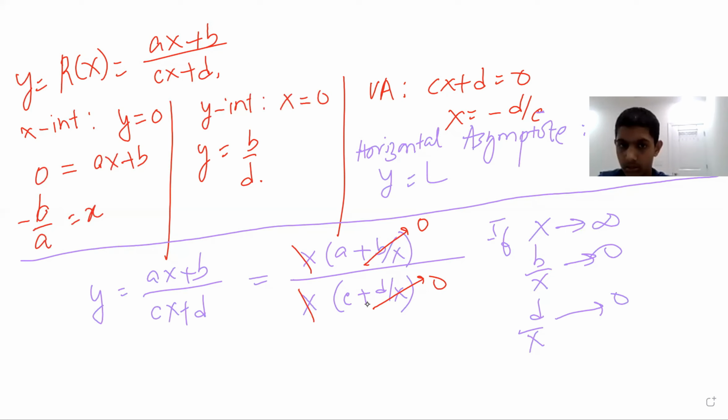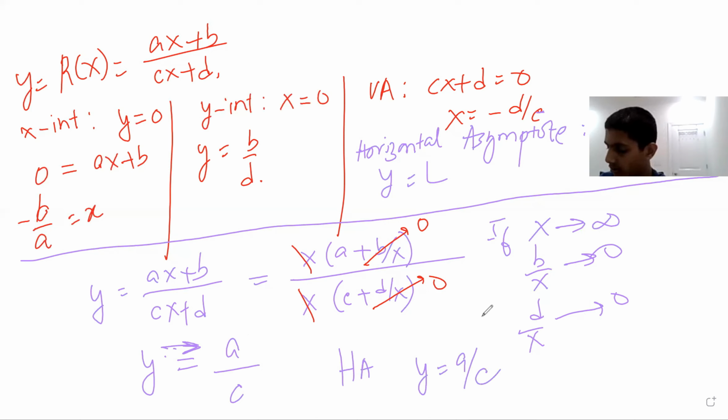So you're left with what? You're left with y equals a over c, right? I should say approaching, right? Yeah. Because we are saying x approaching. You get the idea? Therefore, we have a horizontal asymptote, which is y equals a over c. Is that clear to you? Yeah. So that is how we can get all the characteristics.